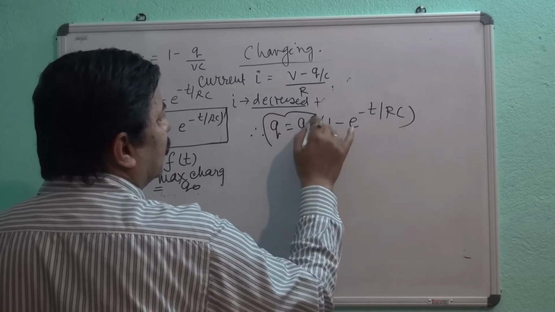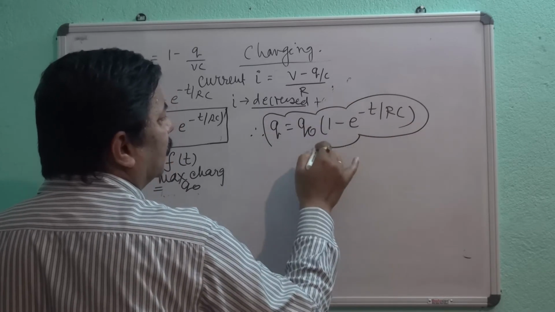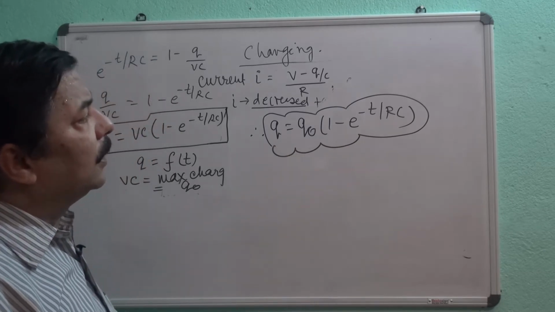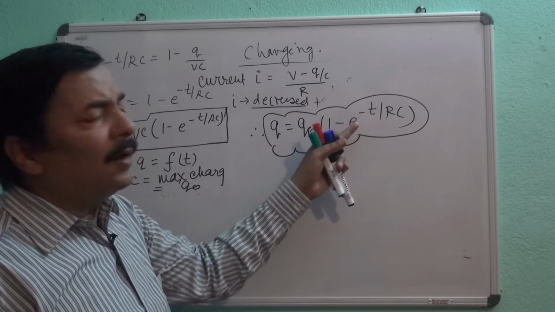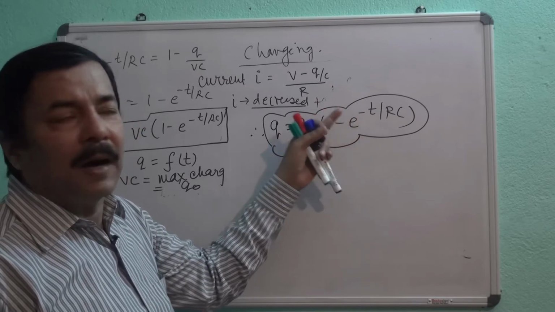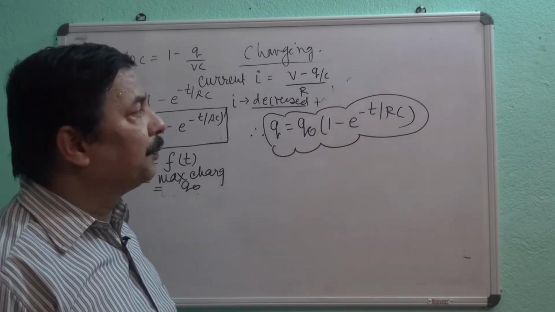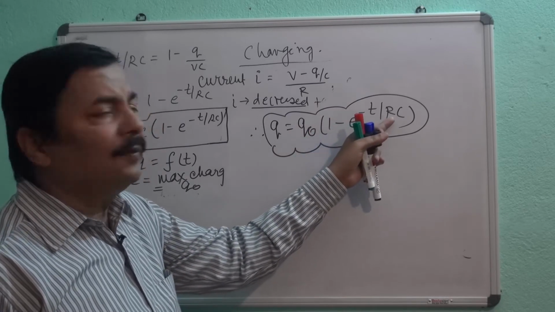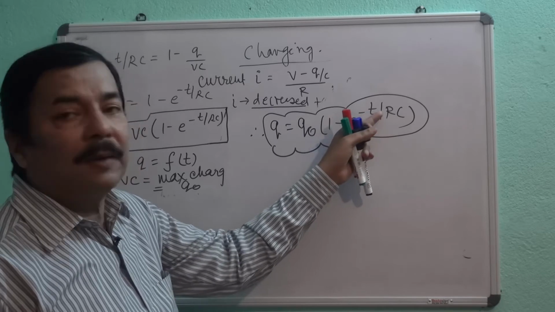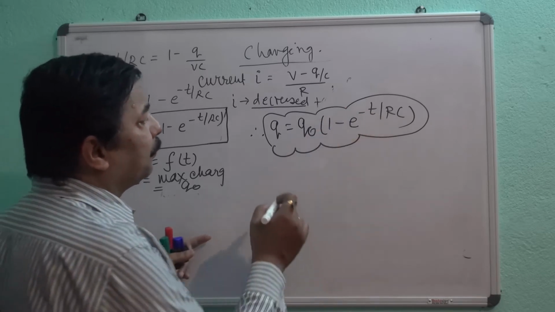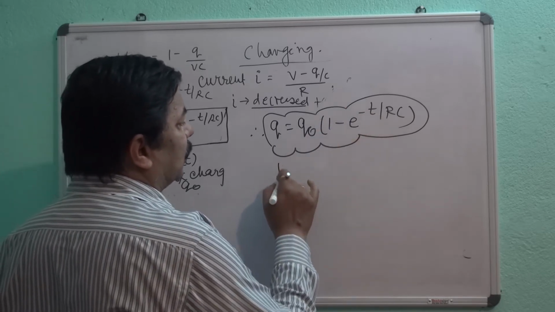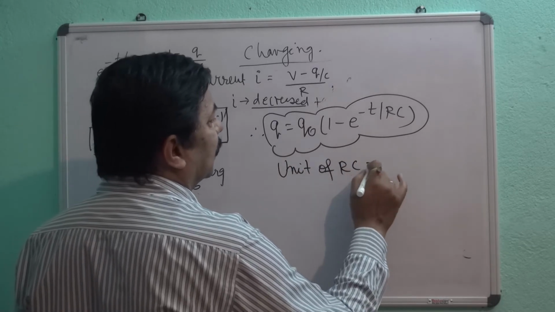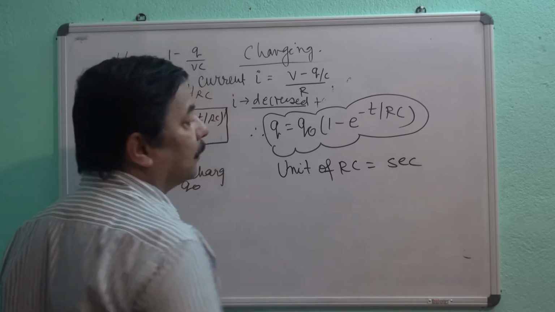Now it is important to understand one thing very carefully, that power does not have dimension. So whatever is the dimension of T, RC will have the same dimension, so that it becomes dimensionless. So the unit of RC is the second.